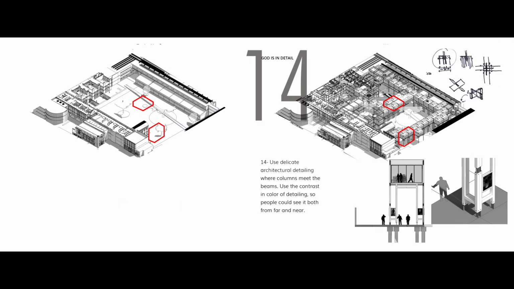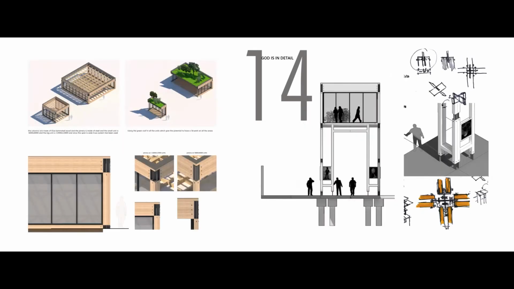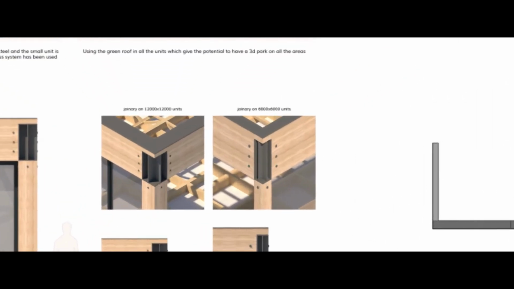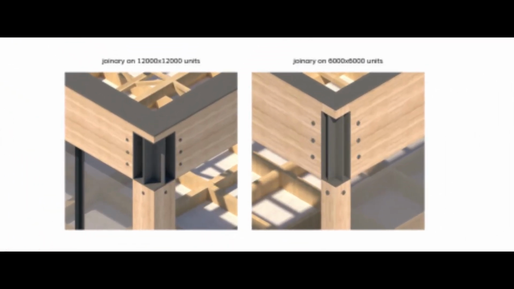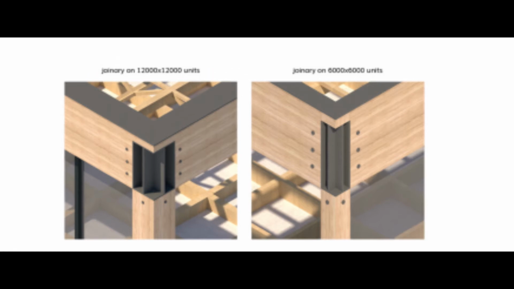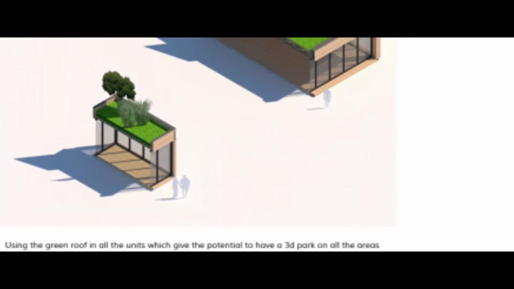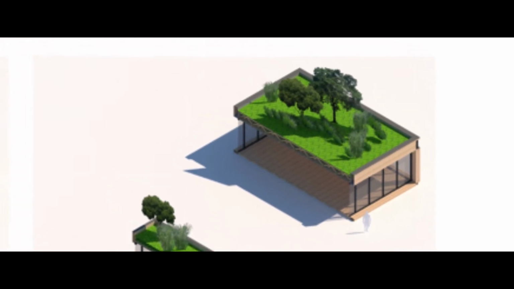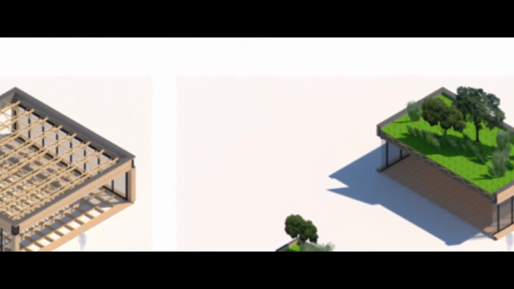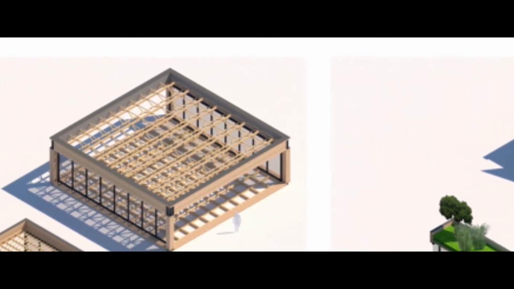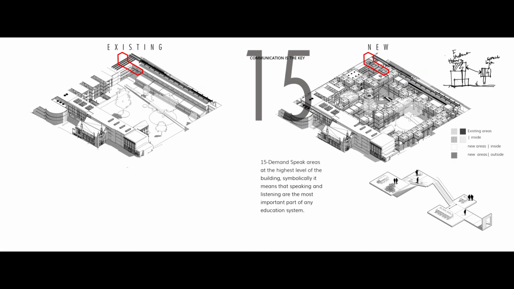God is in detail. Use delicate architectural detailing where column meet the beam. So here I have the idea of vertical and horizontal. When they meet, this is the center of the universe or center of the movement. So at this point, I propose that architectural detailing could act better and more efficient. Also in detailing, I try to consider far and near. So from the far you could see the difference in color, and when you are near you could see the difference in the texture.